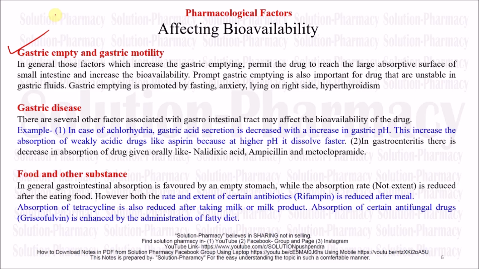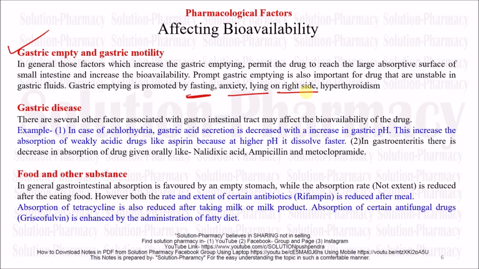But if the gastric motility is very rapid, that means if you are taking the drug and the drug is getting eliminated very rapidly from your rectal route, the absorption time will be less and the absorption will be slow, and if the absorption is slow, their bioavailability will also be lower as compared to the other cases. So it is very important that we maintain proper gut motility so that a proper amount of drug will be absorbed. For example, gastric emptying is promoted by fasting. If you are in a fasting state, that may promote gastric emptying. Anxiety, lying on the right side and hyperthyroidism can increase the gastric emptying.